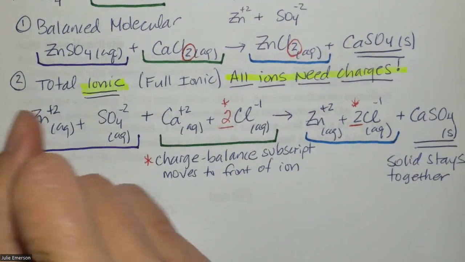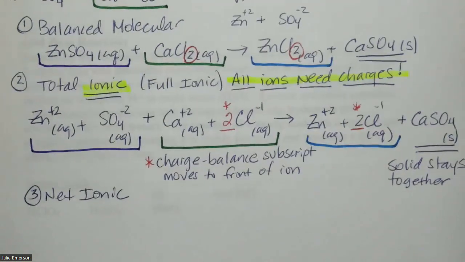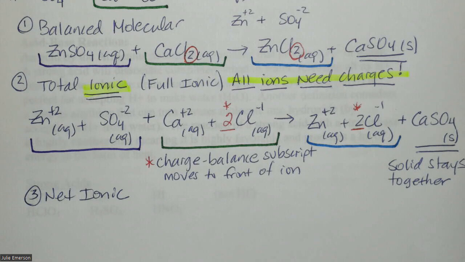My favorite of the 3 is called the net ionic equation. And net, right? Just like gross versus net. Net is the money, what was the change? What happened? Get rid of the stuff that doesn't matter. Just show me what the change was.